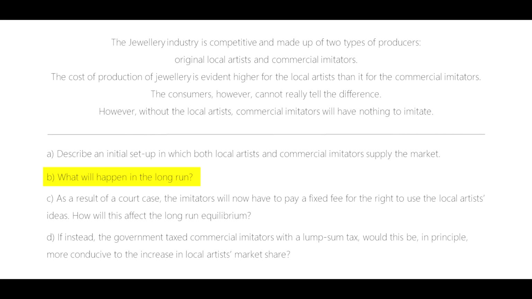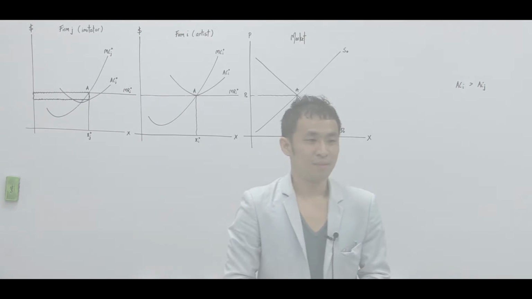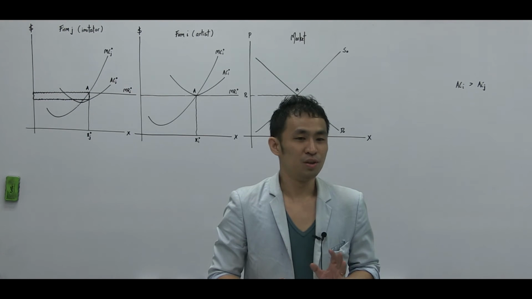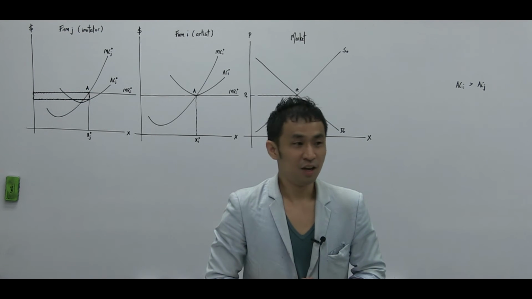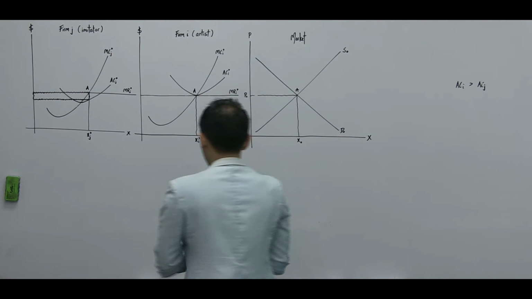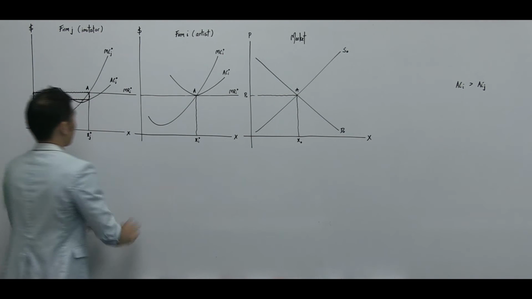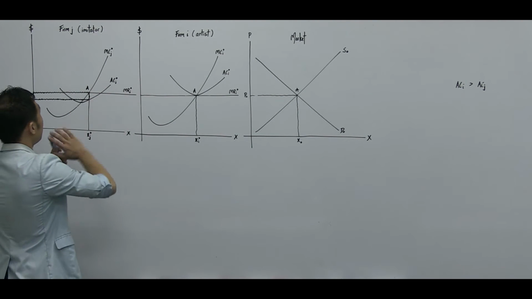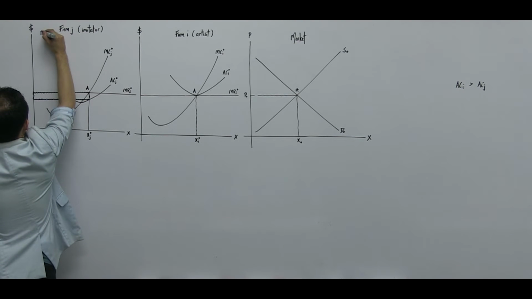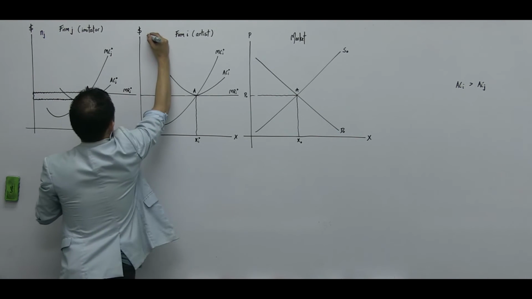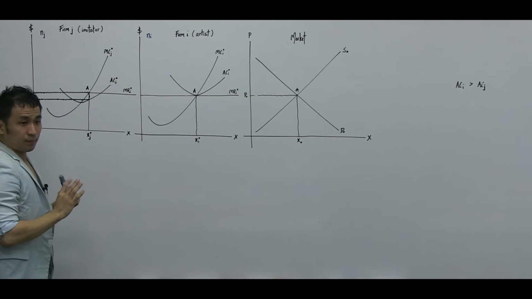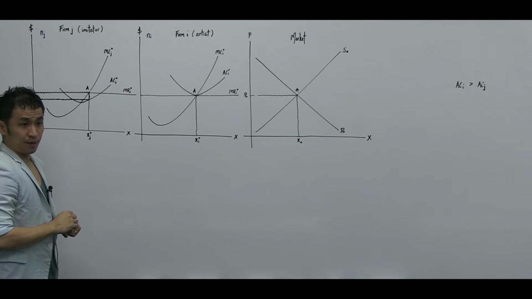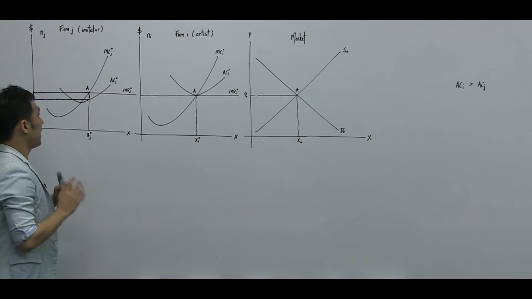Part B. What will happen in the long run? And it perfectly fits into your stage because you know that the number of firms must change, right? Okay, let's go into the long run now. NJ and NI. Long run. I go straight into the long run, and what we have here is this.